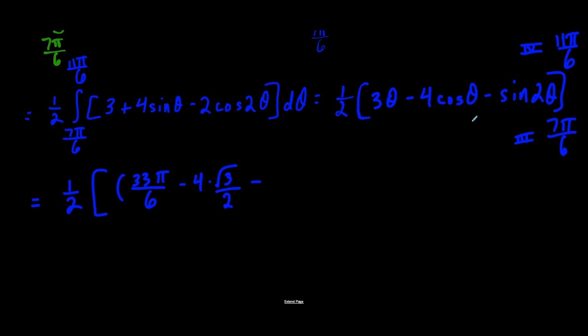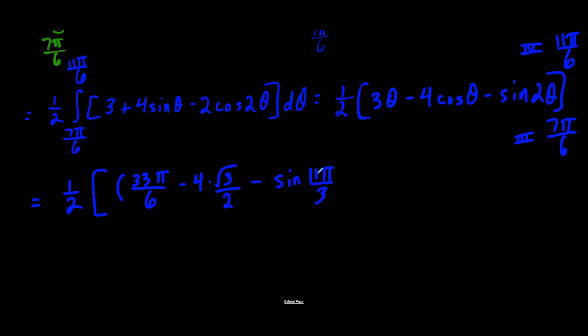And then here, this is where we have to be a little careful, is there's a 2 theta here. So when we make the substitution, we've got sine of 2 times 11 pi over 6, which is 11 pi over 3. So then when we are evaluating this here, we have to think about the argument is pi over 3, or 60 degrees, which would give us a term of root 3 over 2.